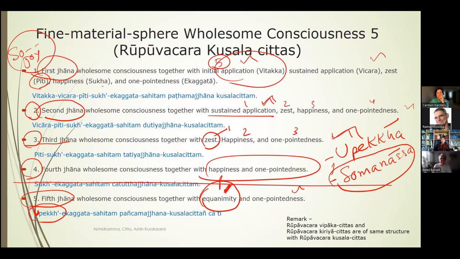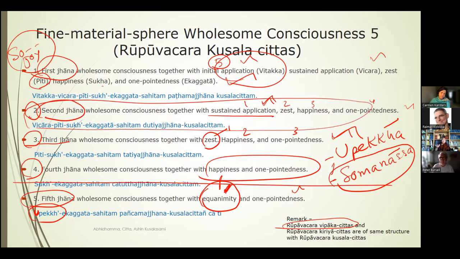Yeah. So this is the five fine-material sphere wholesome consciousness. If you reach the first jhana, and if you die with this first jhana, you will have the first rupavacara vipaka consciousness; you will be born with it. And if you practice the second jhana, and with that mind you die, then you will be reborn in the Brahma world with the second rupavacara vipaka citta.